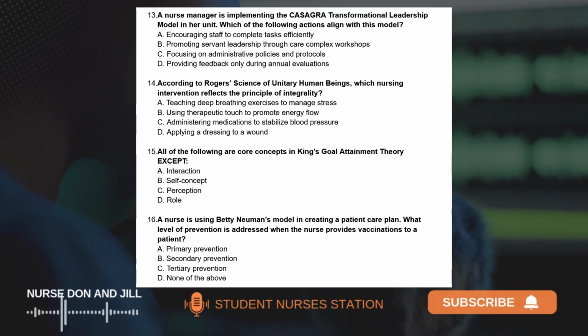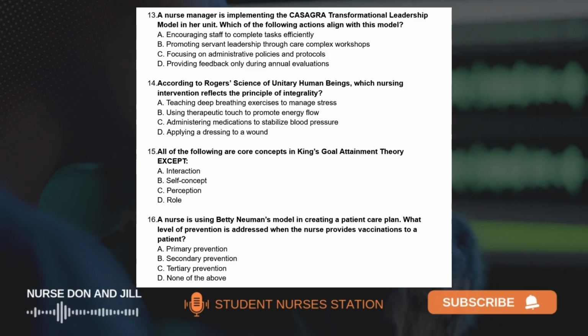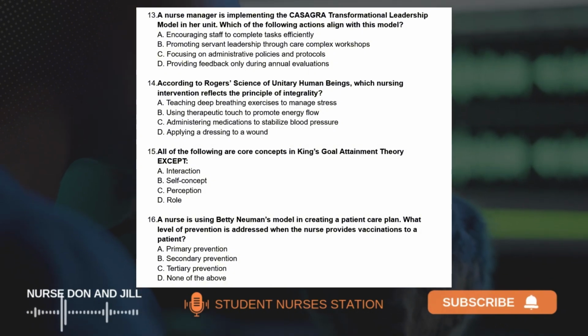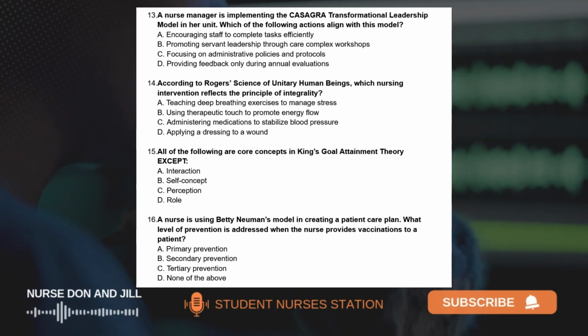According to Rogers' Science of Unitary Human Beings, which nursing intervention reflects the principle of integrality? Now, Rogers' theory can be a bit abstract. Yeah, it can be a little out there. So how about we break it down a bit? Okay, remember, Rogers saw people as energy fields that are always interacting with their environment. And integrality emphasizes that connection between the person and the universe.